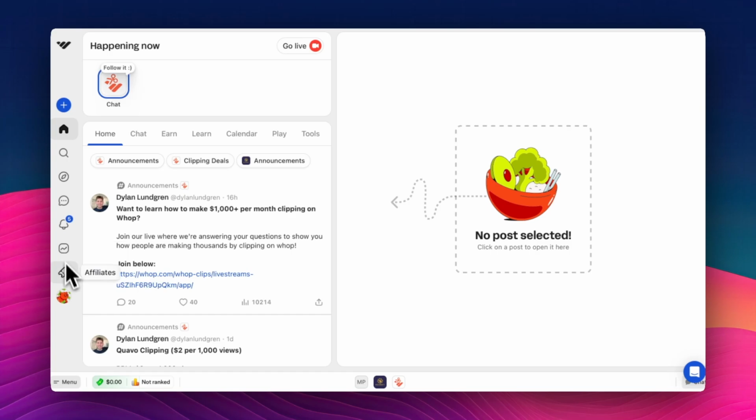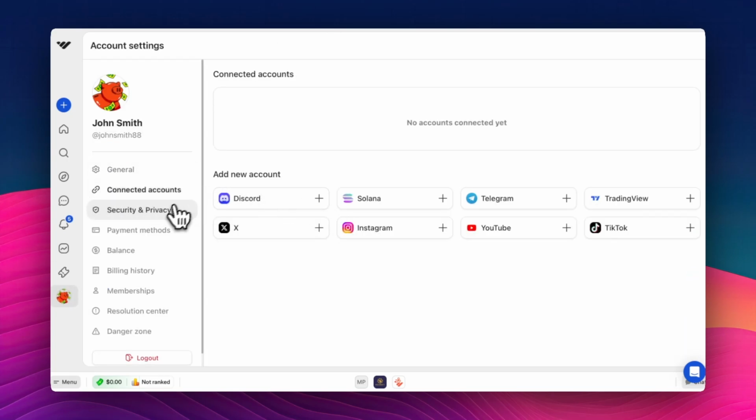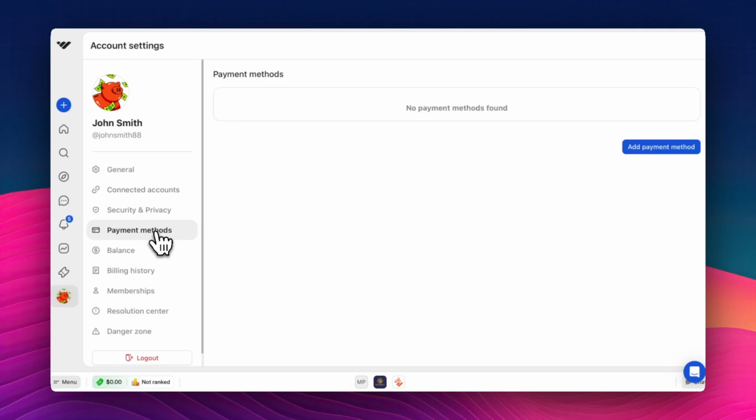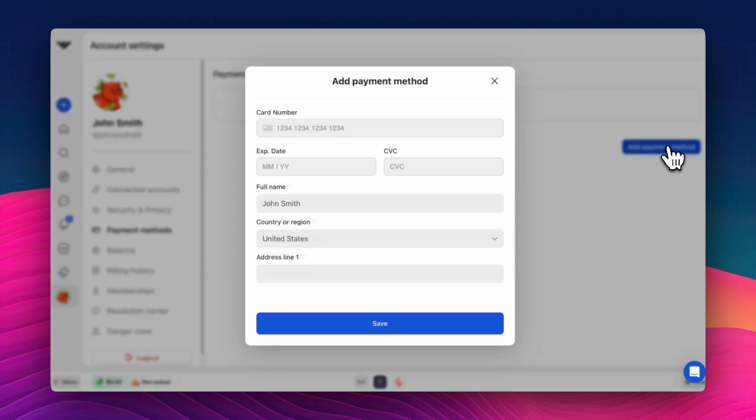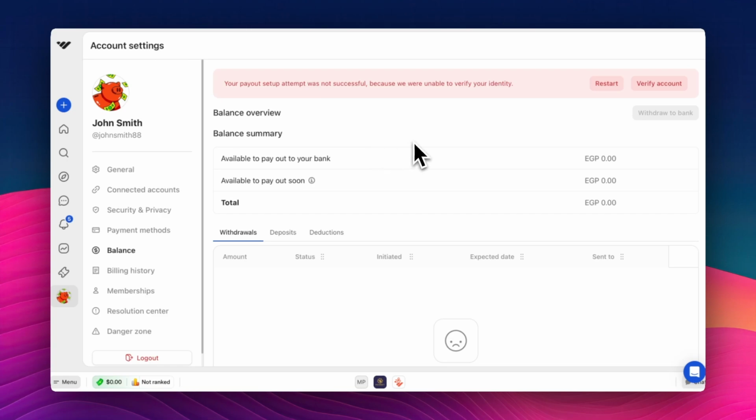Basically, what we want to do is venture onto our profile right here. Now, what we'd want to do is to venture over to payment methods, and you add a payment method here. So like I'll add my bank account details, and after that's verified, you go to balance. Hopefully you'll have some money in the bank right over here, and you press withdraw to bank.